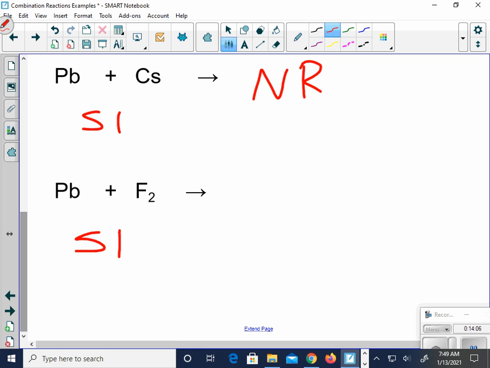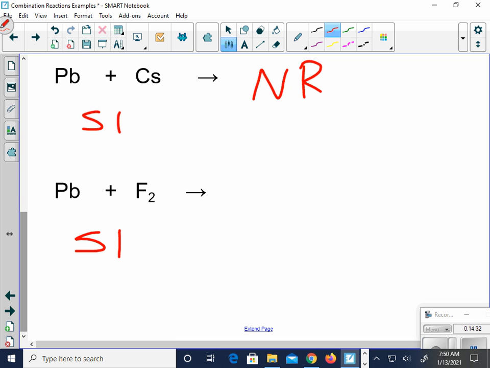Now, which one of the S1? Well, I have lead, which is a metal. I have fluorine, which is a diatomic. It's a super 7. And it is a halogen, which is a nonmetal. So I have a metal and a nonmetal. So this is a salt. Okay? I am making a salt here. So what I need to do is I need to combine the 2.